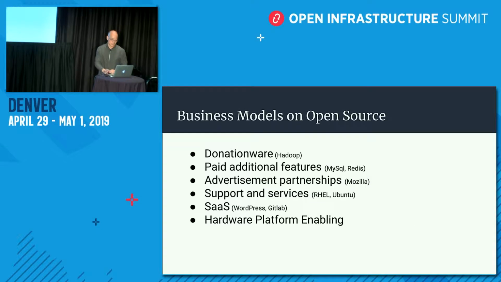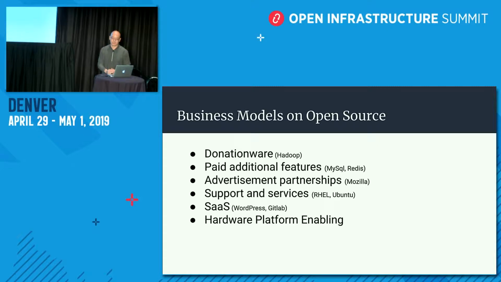I think to answer this question, we can go through the business models of the open source industry. These are the very typical business models. Some of them have been proven successful, and some are still being proved. Like the first one, donationware. I think Hadoop is a typical example. The second one, which Jeff mentioned in the past, is paid additional features. Users can use the free software, but if they need more features, they need to pay. The next one is advertisement partnership, like Mozilla Firefox.